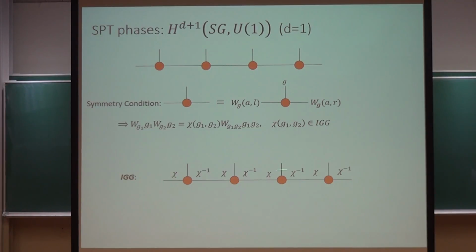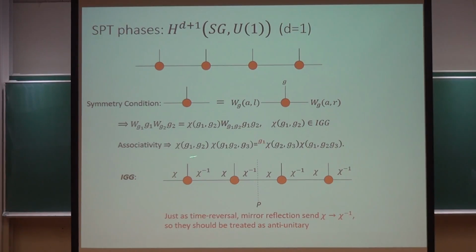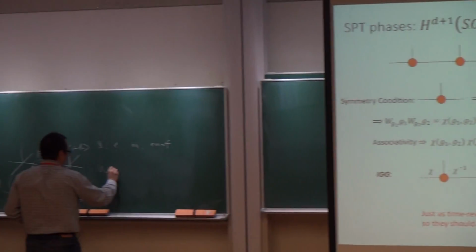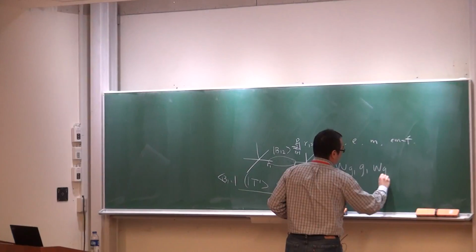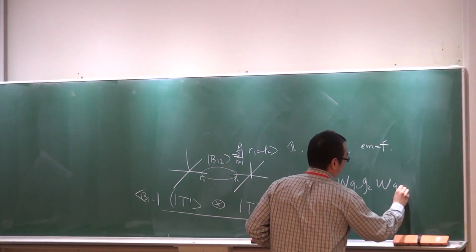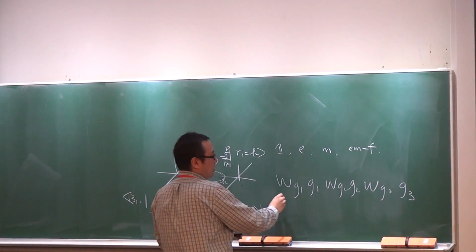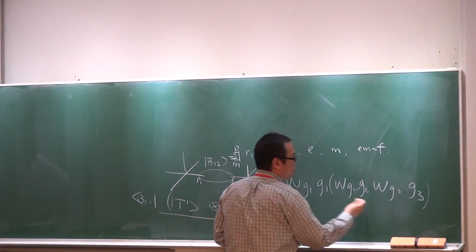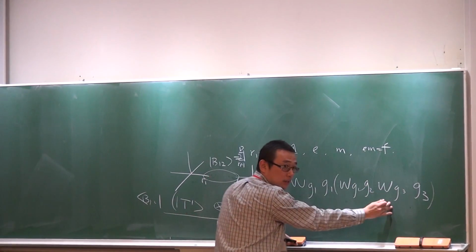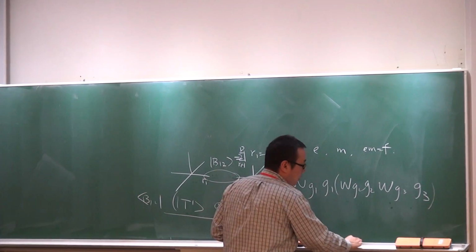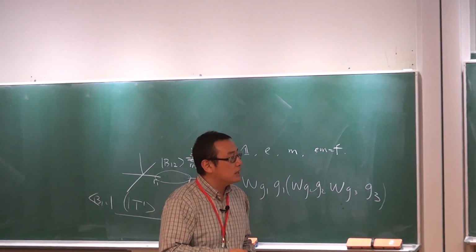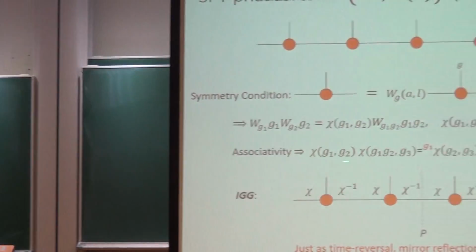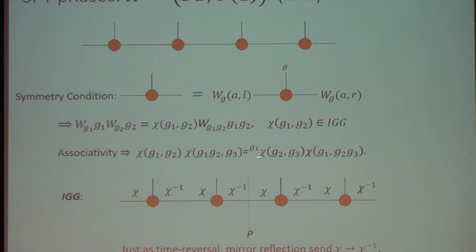Okay, so this is like this. Then you can check the associativity. So this chi(G1, G2): you say you have three transformations. Then you can move them together in different ways. You can group this one first, then this with that later, or the other way around. So this associativity gives you a consistency condition for the chi, which is this. Here there's a group action.